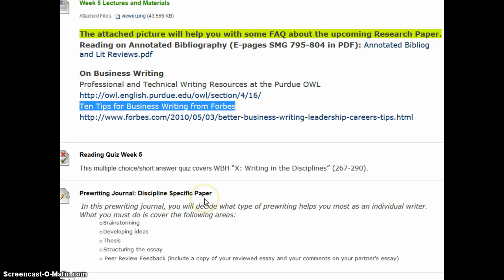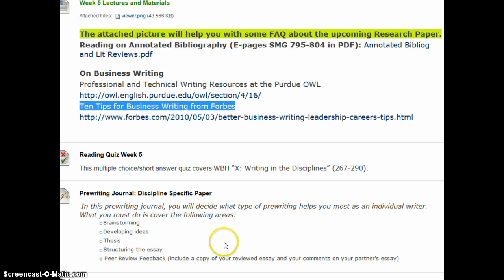This was something that I sent you an email about where I said that the assignment is vague. I really feel like this is a poorly presented assignment. What it says is you need to decide what type of pre-writing helps you most as a writer. So initially I said to just write down what type of pre-writing you like to use and explain why you like to use it. That's still true, and I want you to do that. But after I sent that to you, I realized that this assignment in Blackboard is worth 40 points, which is quite a lot of points.